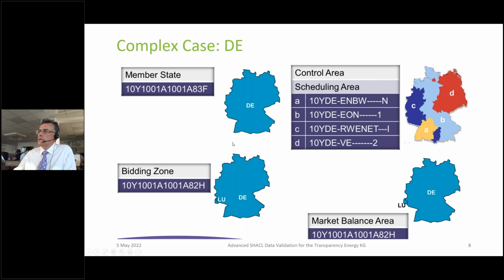So in the case of Germany, it is broken up into 4 control areas that are also scheduling areas. On the other hand, together with Luxembourg, it participates in a bidding zone and also in a market balance area. There are 2 transmission system operators in Germany. One also covers the Netherlands, and the other one is only in Germany.